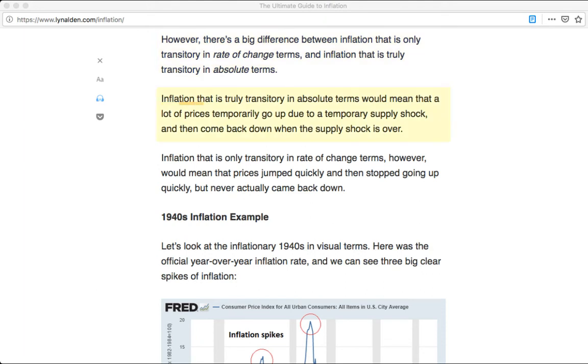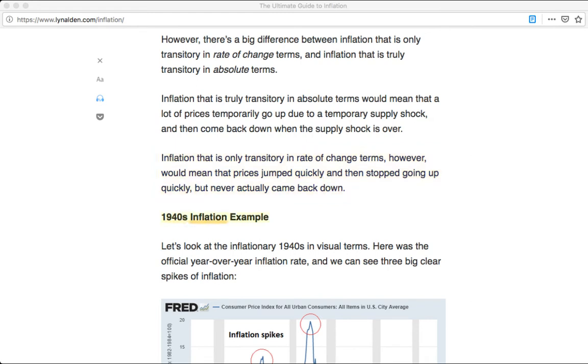Inflation that is truly transitory in absolute terms would mean that a lot of prices temporarily go up due to a temporary supply shock, and then come back down when the supply shock is over. Inflation that is only transitory in rate of change terms, however, would mean that prices jumped quickly and then stopped going up quickly, but never actually came back down.